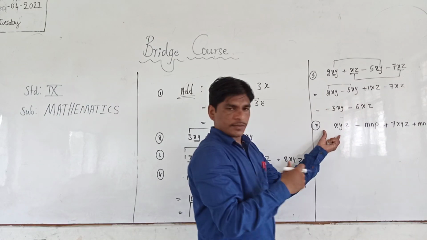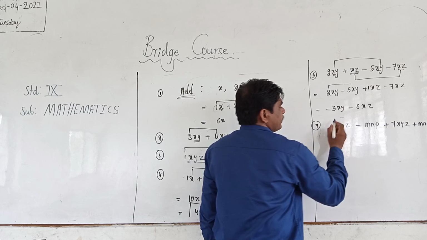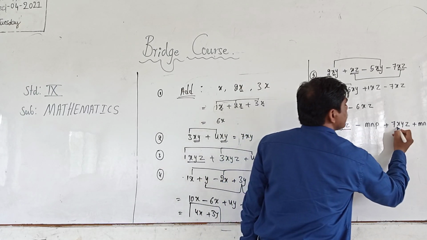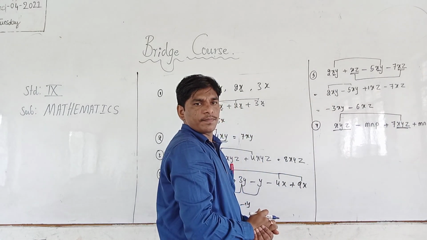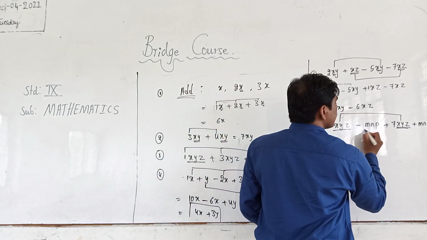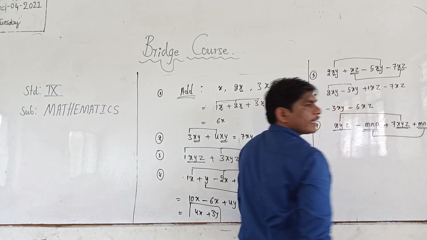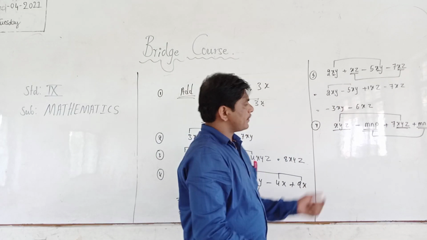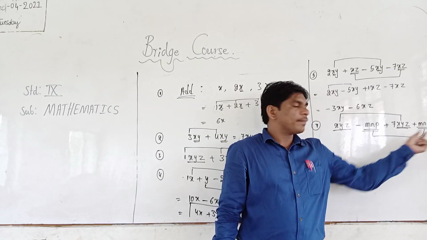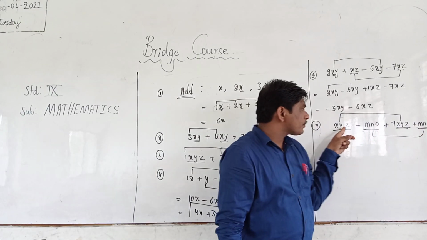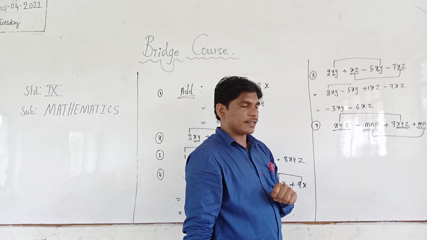This one also I am solving. Here xyz is the one term, and here is also xyz. It means these two are like terms. Yes, and similarly, there is mnp, and it is also mnp. This is another pair of like terms. In this problem, two pairs of like terms are there.